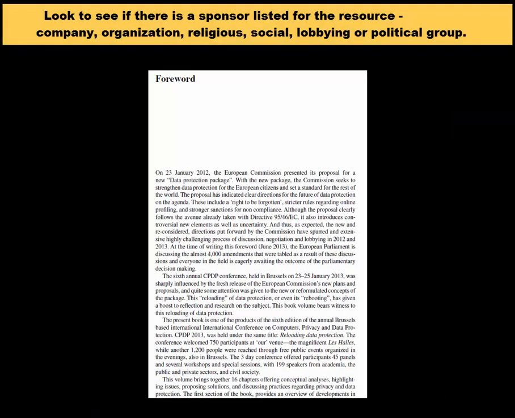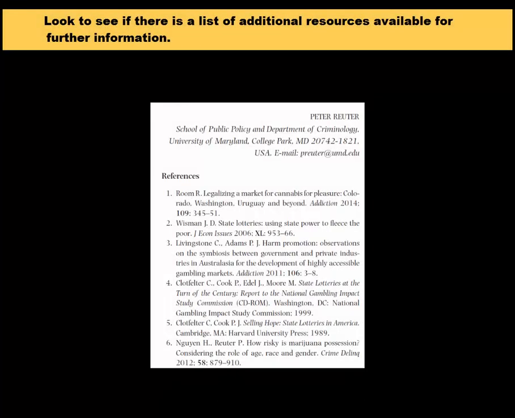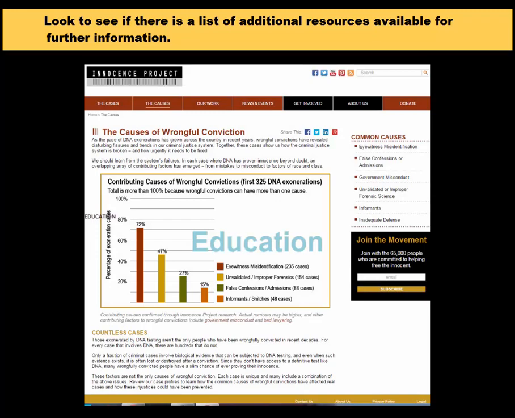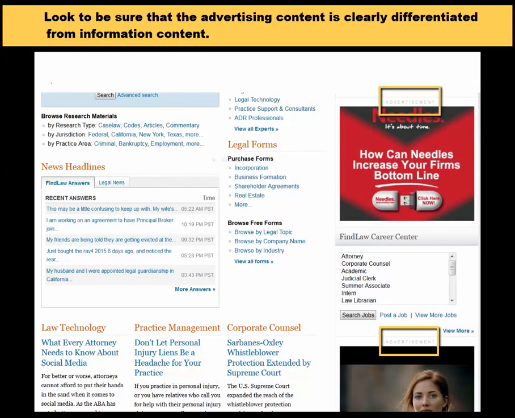Look to see if there is a sponsor listed for the resource: company, organization, religious, social, lobbying, or political group. Look to see if there is a list of additional resources available for further information. Look to be sure that the advertising content is clearly differentiated from the information content.